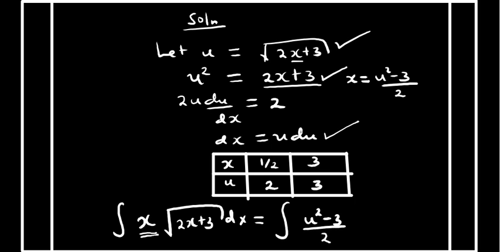But remember, all this you are multiplying by the square root of 2x plus 3, which you called u at the beginning here. We called it u, so I will have a u there. Then the dx now changed to u du. That means I have another u here, du.